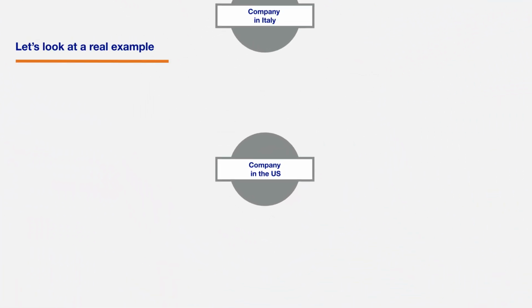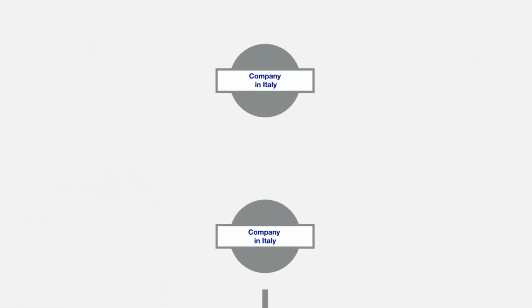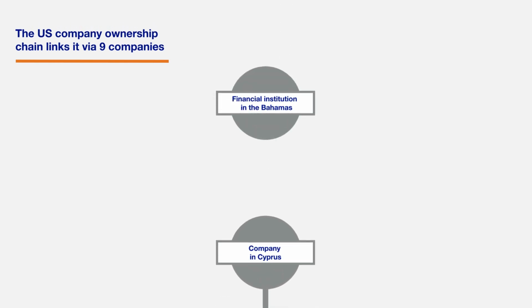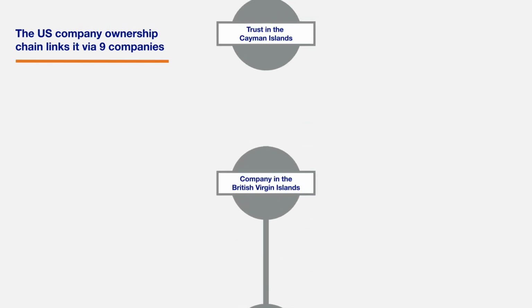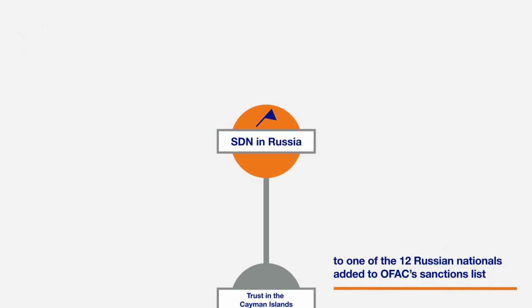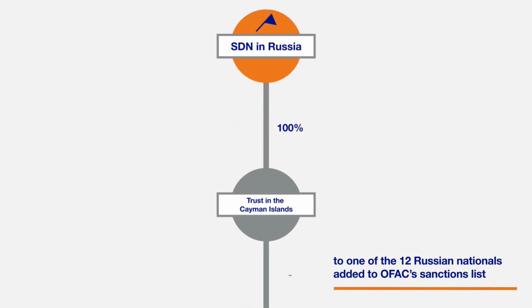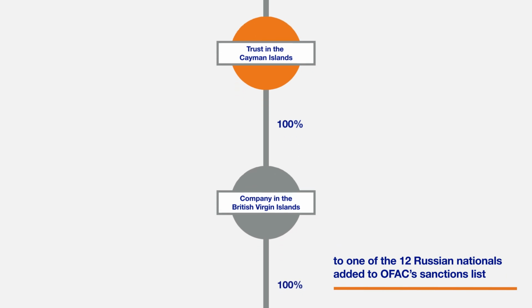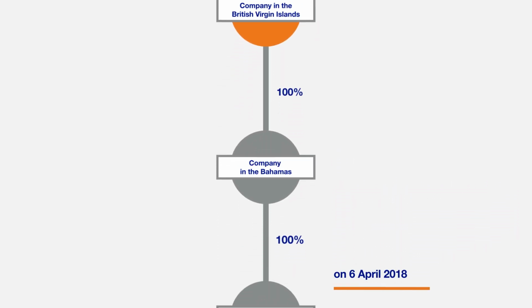Let's look at a real example and search for a company in the U.S. You can see that the U.S. company's ownership chain links it via 9 companies to one of the 12 Russian nationals added to OFAC's specially designated nationals sanctions list on the 6th of April, 2018.